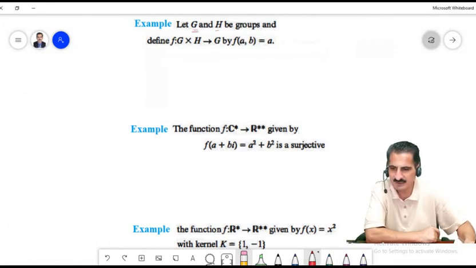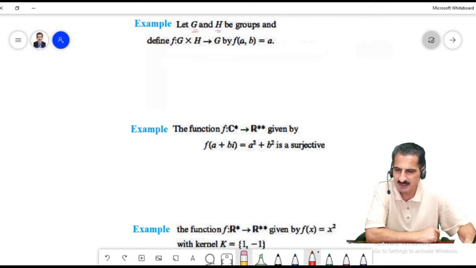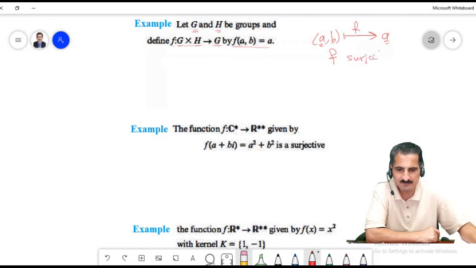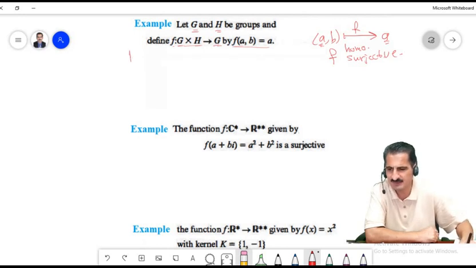Let G and H be groups, and F goes from G cross H to G, where F is the projection on the first coordinate. So F will take a pair to the first coordinate in it. Now the F here is surjective, and you know it is a homomorphism. We have just seen this, and it's left as an exercise for you. So it is a homomorphism and surjective.